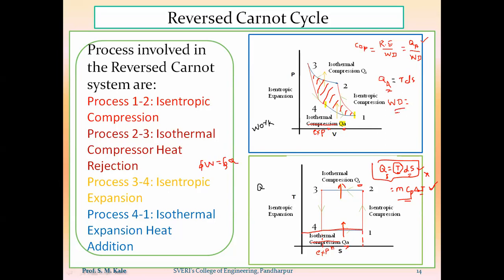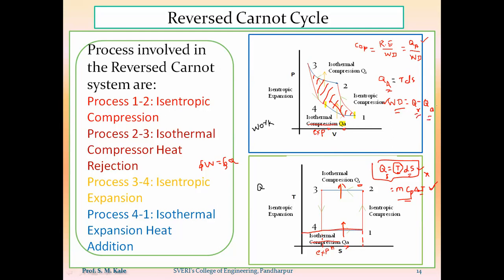So here I can calculate the value of work done by considering the change in heat also. That change in heat is the amount of heat rejected QR during the process 2 to 3 and the amount of heat added during the process 4 to 1. In this way, we can calculate the work done during the process 1, 2, 3, 4, 1, or by considering the area under the PV diagram.